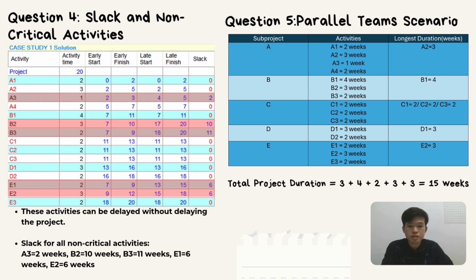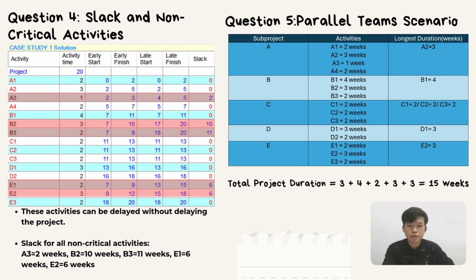This means these tasks can be rescheduled or delayed by their slack time if needed without causing any delay to the project as a whole. Identifying these non-critical activities is important for effective resource management and risk handling during the project.